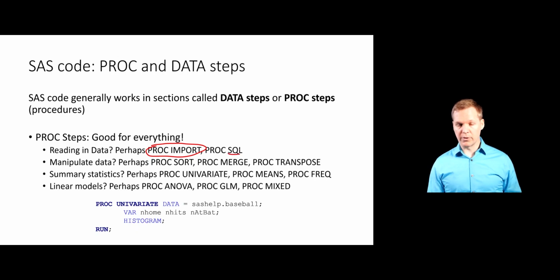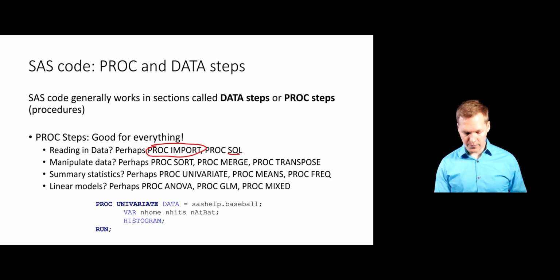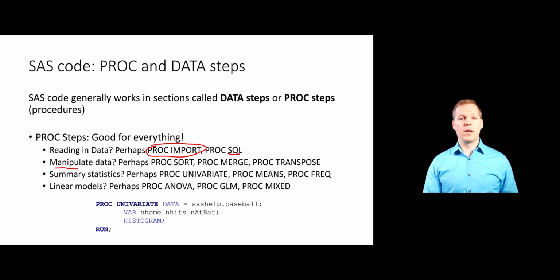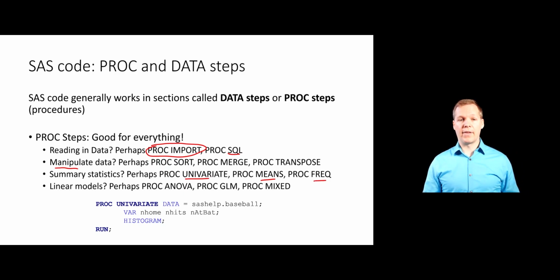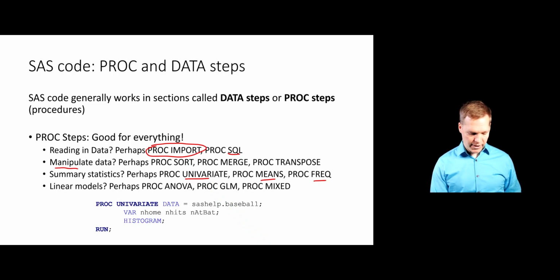Proc SQL is really, really useful for handling data as well. And then we're going to learn all about these different procs that are going to help us manipulate data as well, such as proc sort. For creating summary stats, like we just saw on the previous page, there are lots of different procs to do that. We're going to look at all three of these: proc univariate, proc means, and proc freq. And then we'll also take a quick gander at doing some linear models, maybe some regression models and things like that.